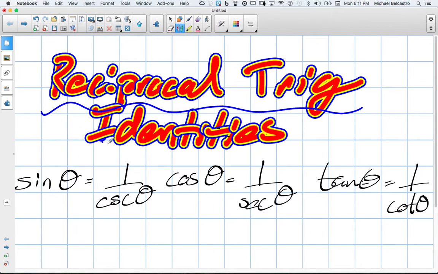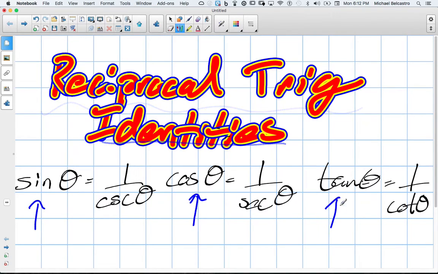Okay, so reciprocal trig identities. In order to understand reciprocal trig identities, we have to know the three primary trig identities, which are your sine, your cos, and your tan. And what it's telling you is sine theta is equal to 1 over cosecant theta, cos theta is equal to 1 over secant theta, and tangent theta is equal to 1 over cotangent theta. What the heck does that all mean?